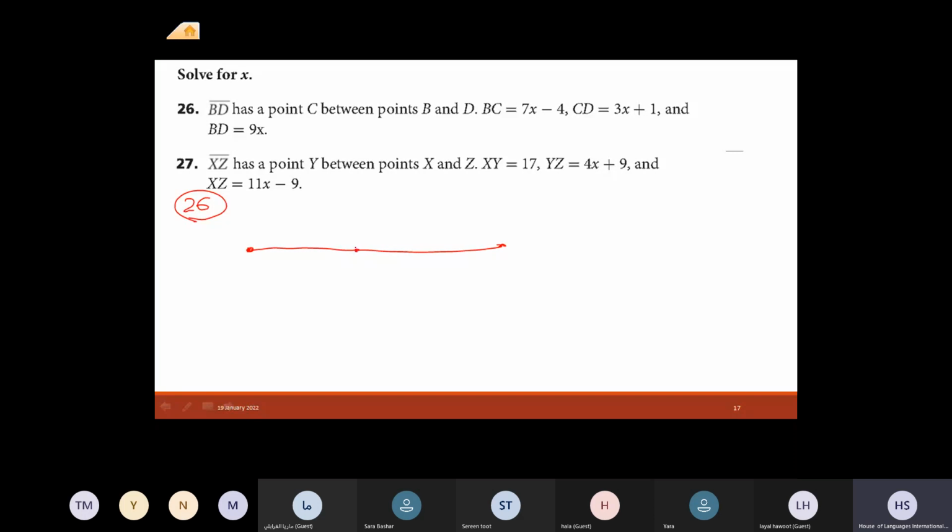Now, BD has a point. Listen, BD has a point, and C between them. BC is 7x minus 4 and CD is 3x plus 1. Okay.